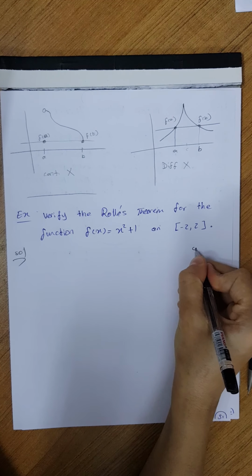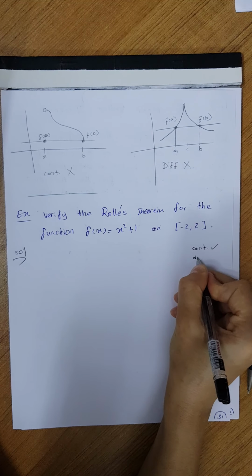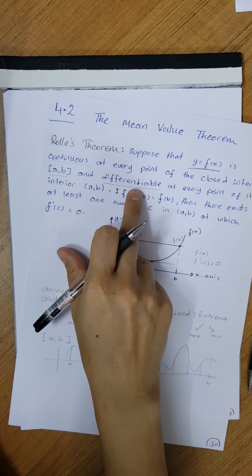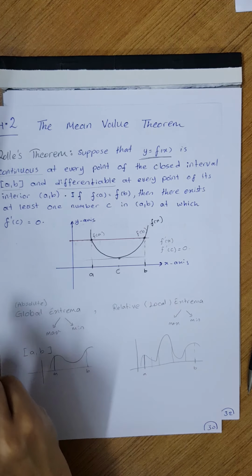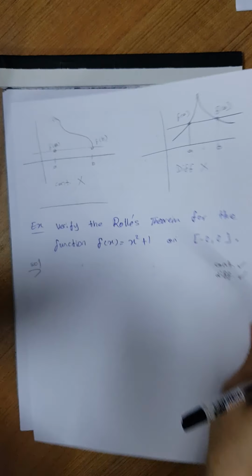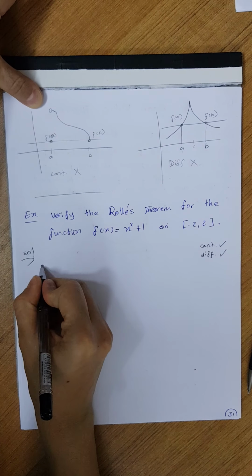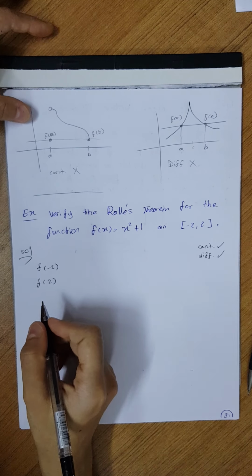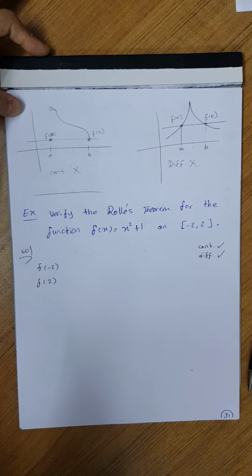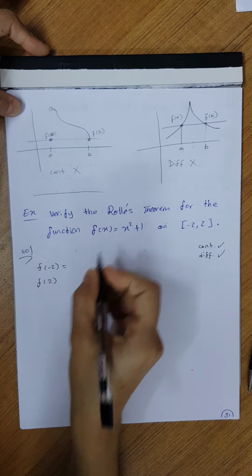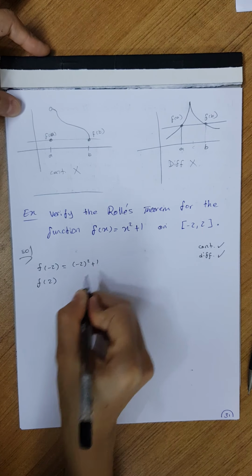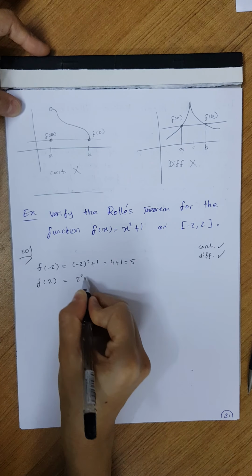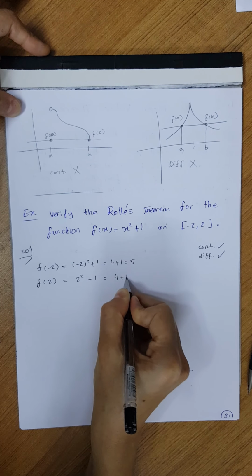Since continuity holds and differentiability holds, I will check if f of a is equal to f of b. I'll put the endpoints into the function that I have got. f of -2, and I'll also find f of 2, to see whether the Rolle's theorem conditions hold or not. If I put -2 into here, what will I get? That's equal to 4 plus 1, which is 5. And 2 squared plus 1 is also equal to 5.